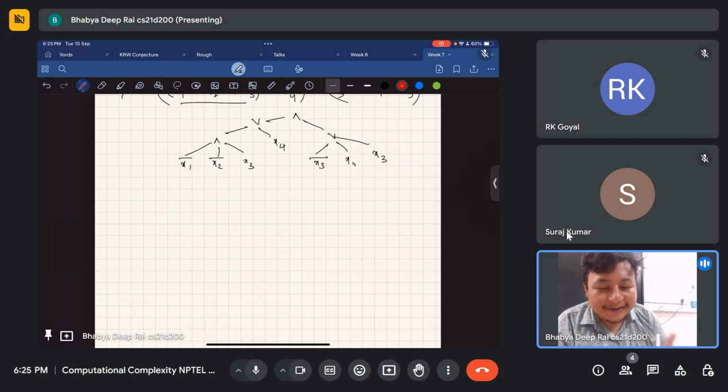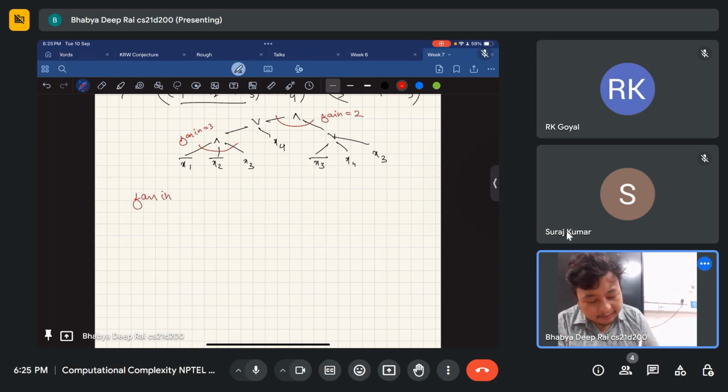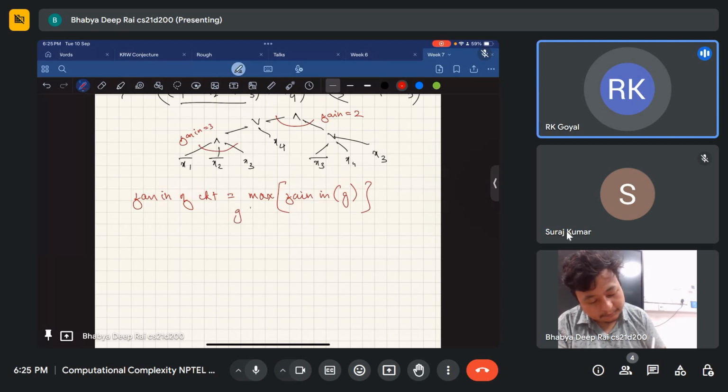And what is fan-in? Fan-in is the number of inputs to a gate. So here it's three. For this gate, the fan-in is two, right? So the fan-in of a circuit is the maximum fan-in of any gate G. But you have not shown the directions of the edges here. Is this okay, or do we need to show that?